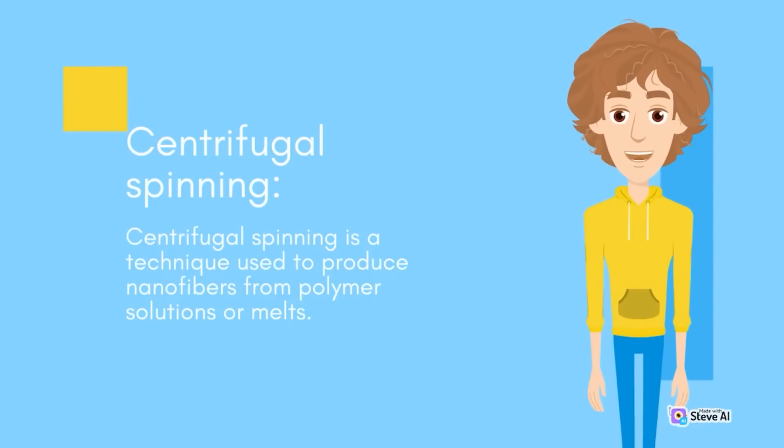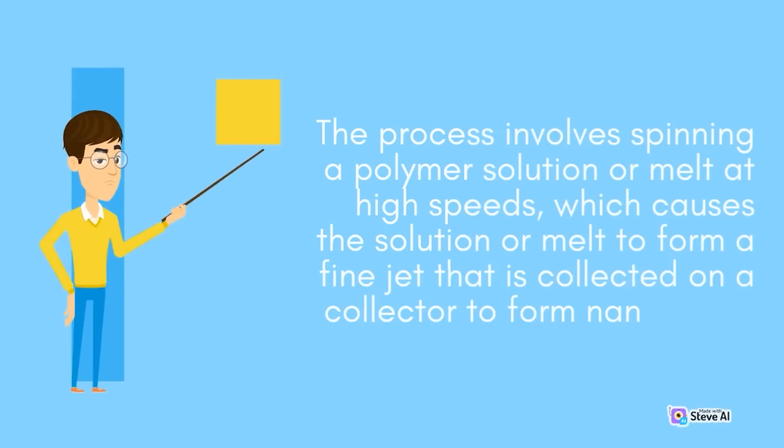Centrifugal spinning. Centrifugal spinning is a technique used to produce nanofibers from polymer solutions or melts. The process involves spinning a polymer solution or melt at high speeds, which causes the solution or melt to form a fine jet that is collected on a collector to form nanofibers.